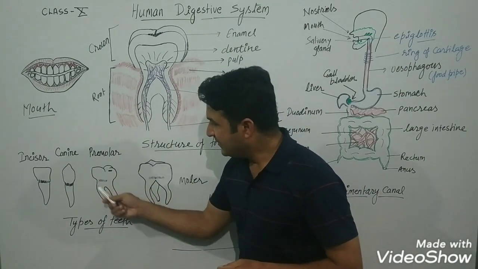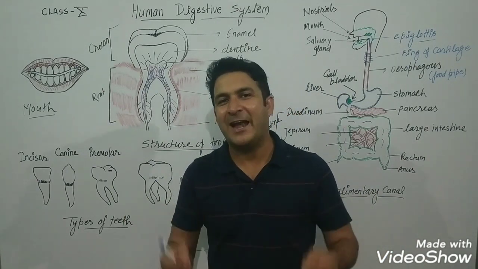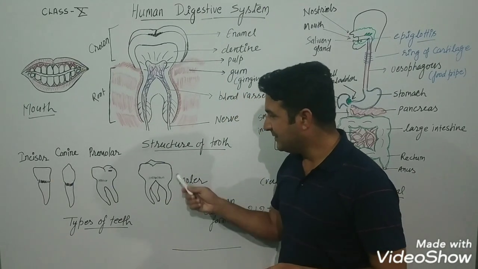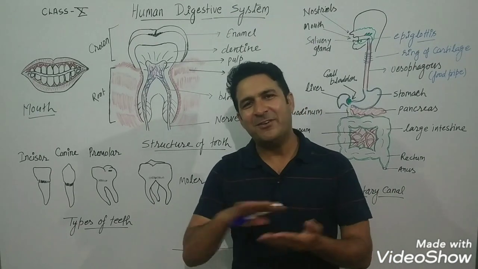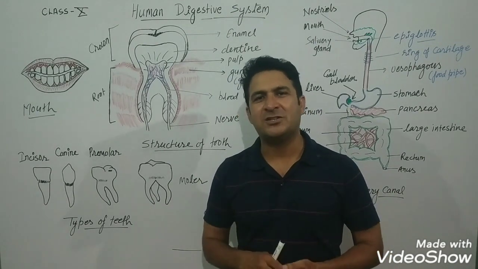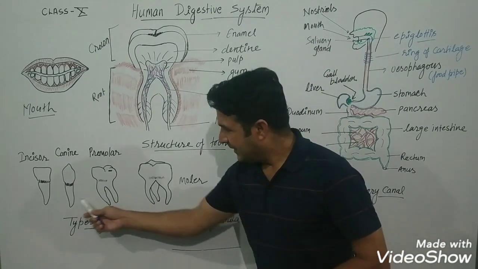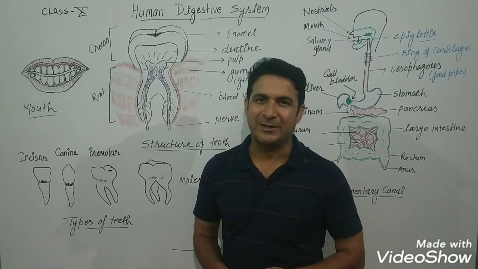This is premolar. Premolar is designed for half grinding of solid food particles, and this is molar. Molar has the design for heavy grinding, completely pasting the solid food particles. So here you can see the different kinds of teeth and their functioning.